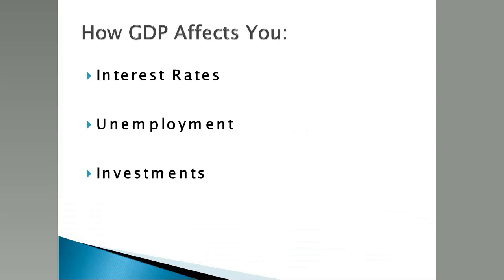If the GDP growth rate is speeding up, the Fed may raise interest rates to stem inflation. A declining GDP usually leads to layoffs and unemployment. Declining GDP means business revenues are down.